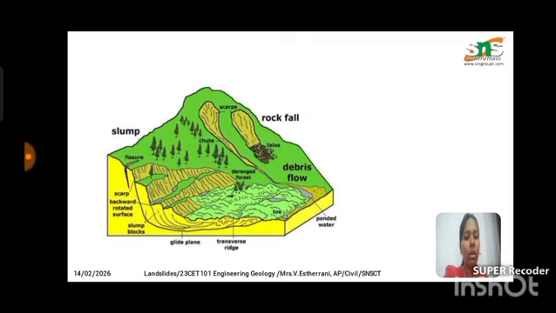So when there is heavy movement, due to rainfall or maybe an earthquake or volcanic eruption, the soil surface or the rock surface will move from the upward to the downward layer. It is called a landslide. This type of landslide is most common in hilly areas. In hill stations, landslides are most common.